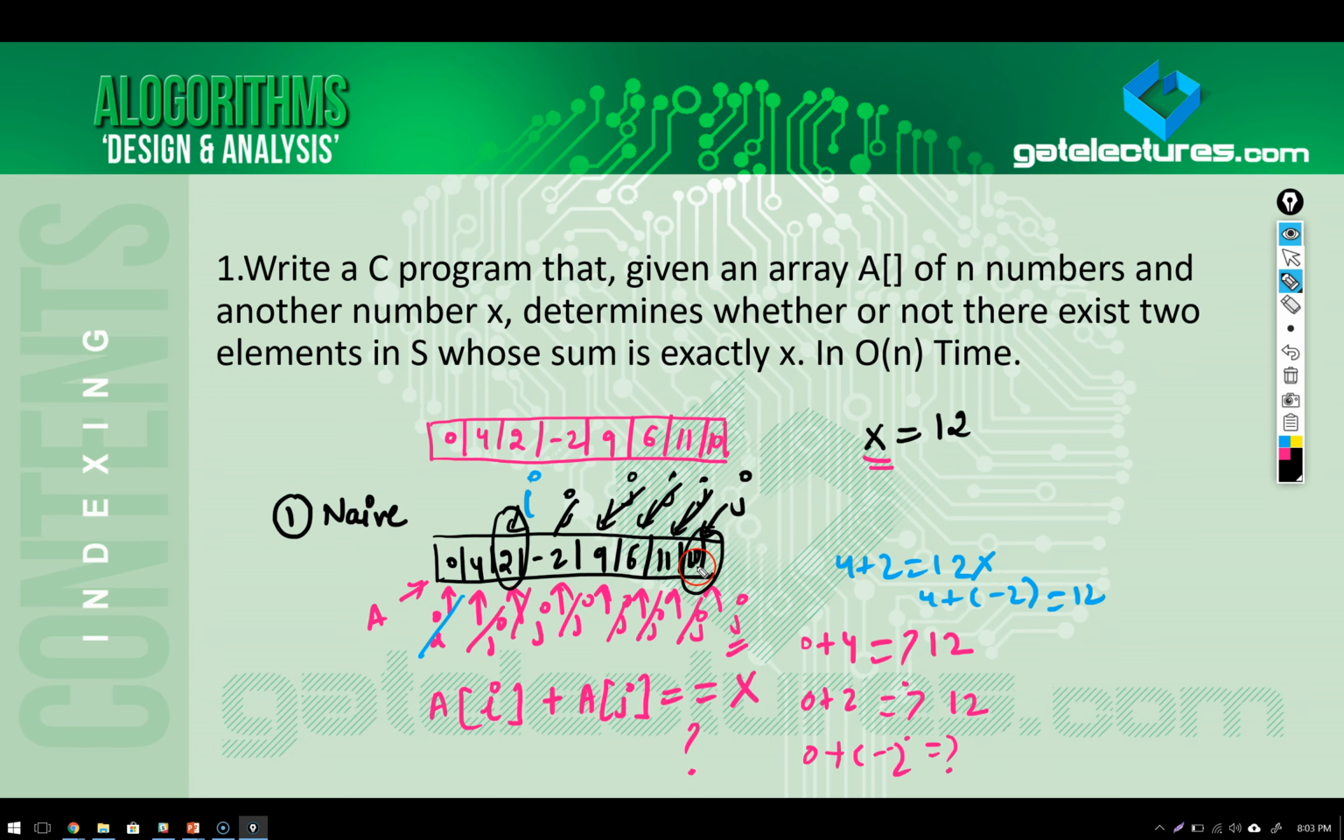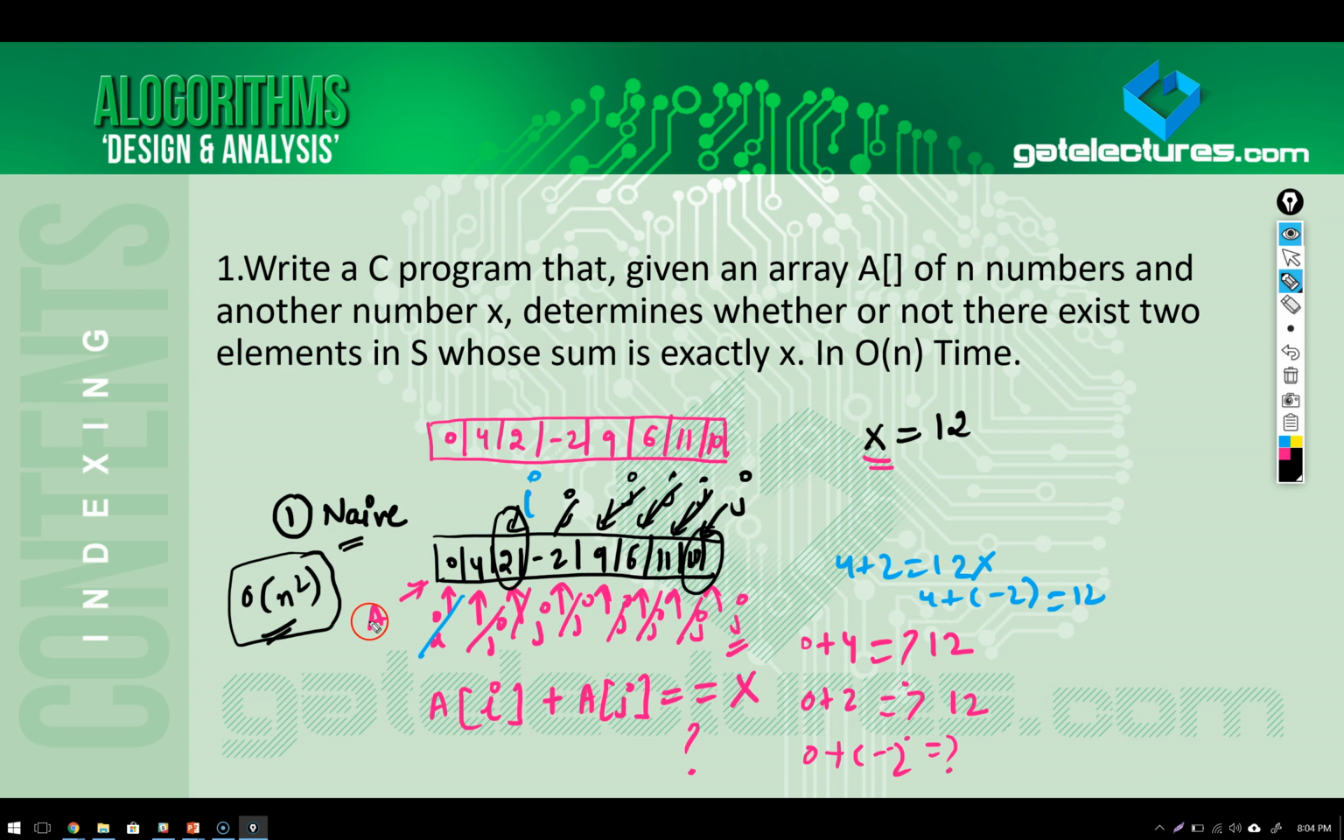to 12. But the biggest problem with this particular naive algorithm is that it is order of n square time. As you can see, when you implement this naive algorithm, you will find that the time complexity will be order of n square. Now in the upcoming videos I'm going to write a program on this naive algorithm, and then compare the other programs in terms of time complexities also.